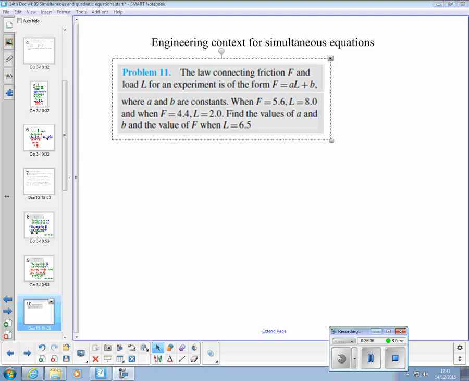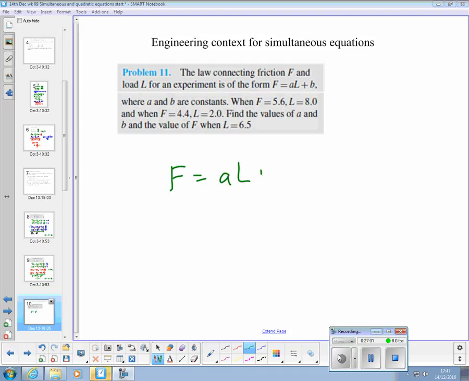The law, listen, please. The law connecting friction F and the load L for an experiment is of the form F is equal to aL plus b. What type of function is one that is like F is equal to a constant a times L plus b? What type of graph would we get if we plotted it? Straight line. It's linear, yeah. It's a straight line. It's in the form of y is equal to mx plus c.